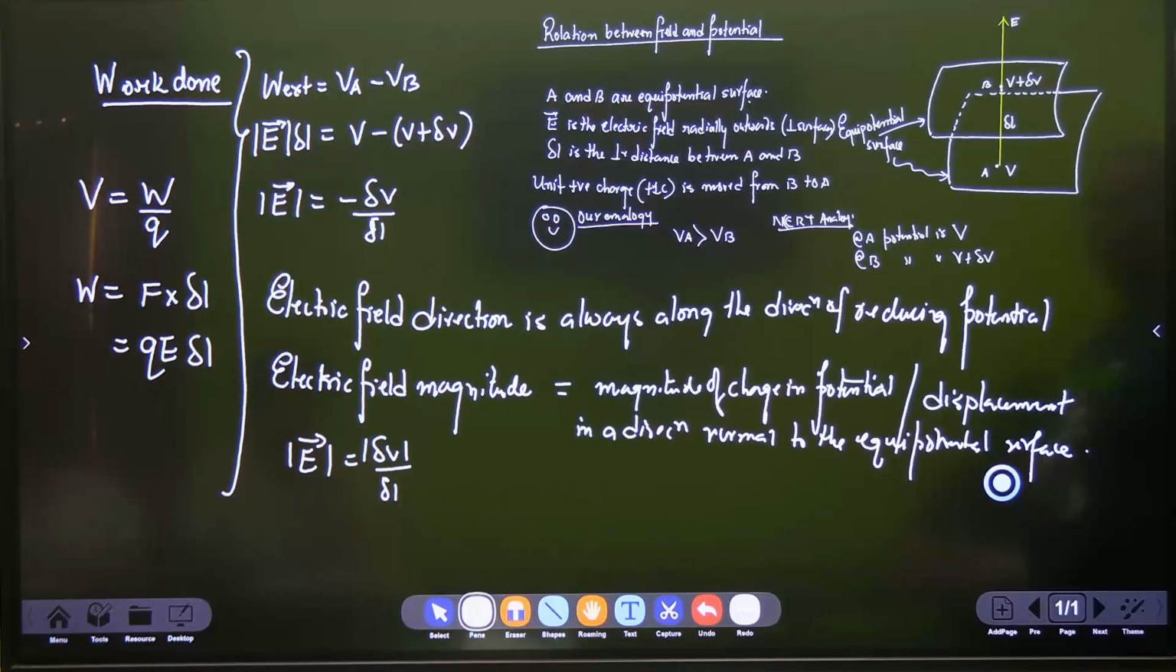Okay, let's see this. This will be a very useful definition and formula.